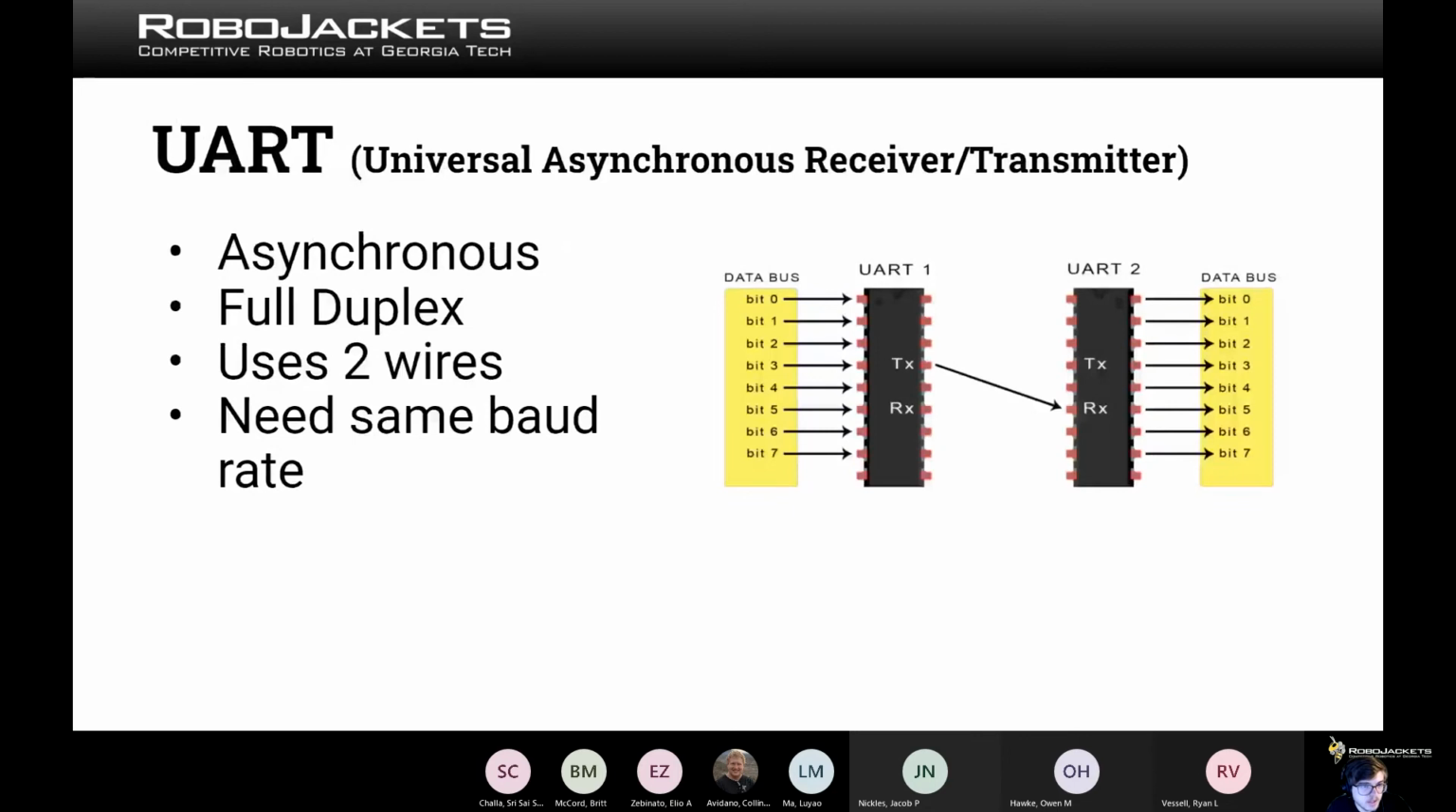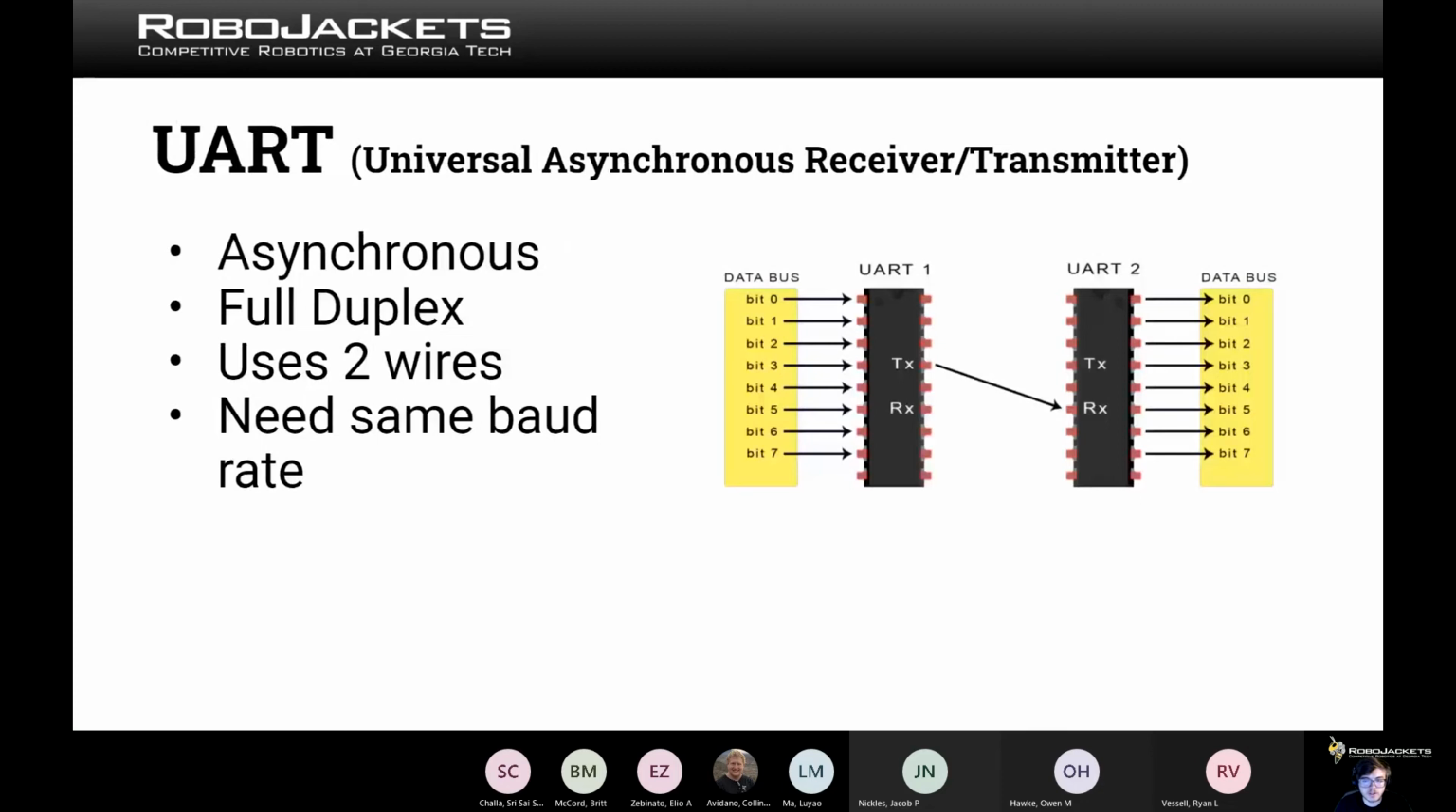So the next protocol is, technically it's RS-232, but it's now often called UART. UART's actually technically the hardware. So like this chip is actually a UART device, but it's now commonly called UART communication.